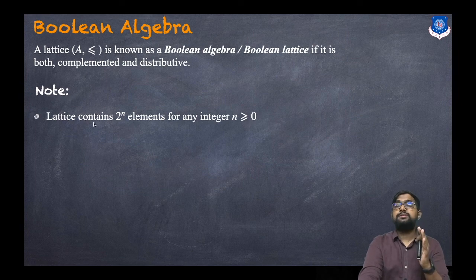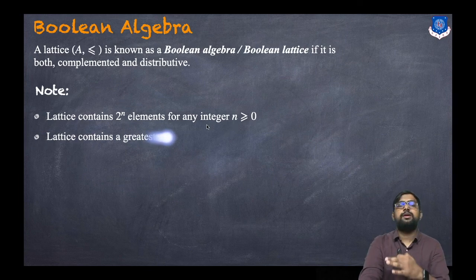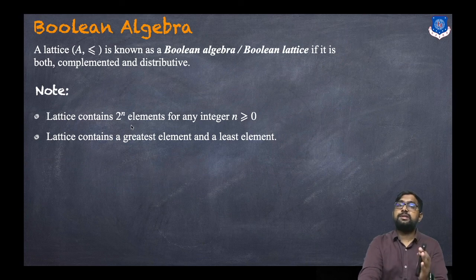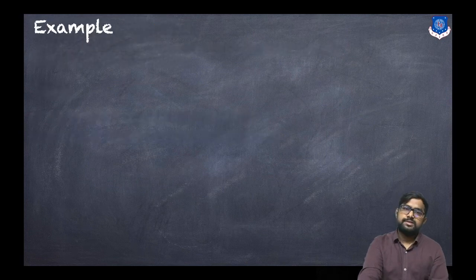Now note, this we will use. It is an important note. A Boolean lattice contains just 2 raised to n elements for any integer n greater than or equal to 0. And the second note is that a Boolean lattice contains a greatest element and a least element. So this will be very helpful. Now let us discuss an example.